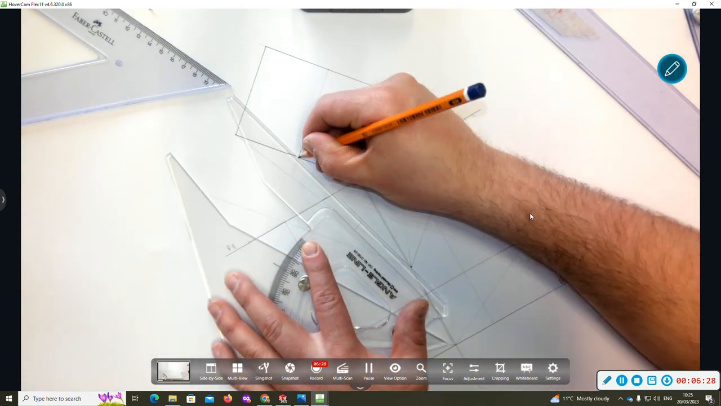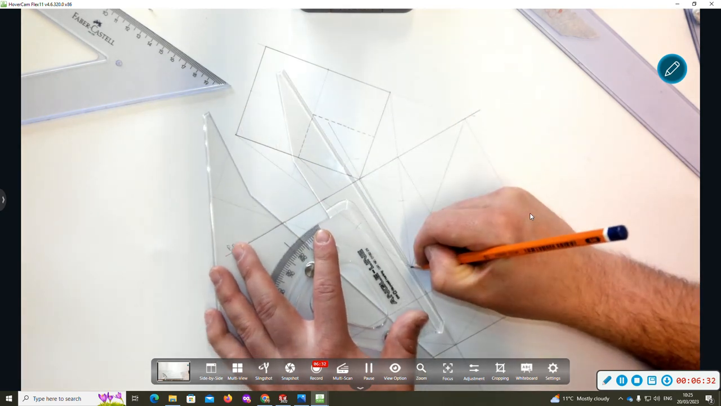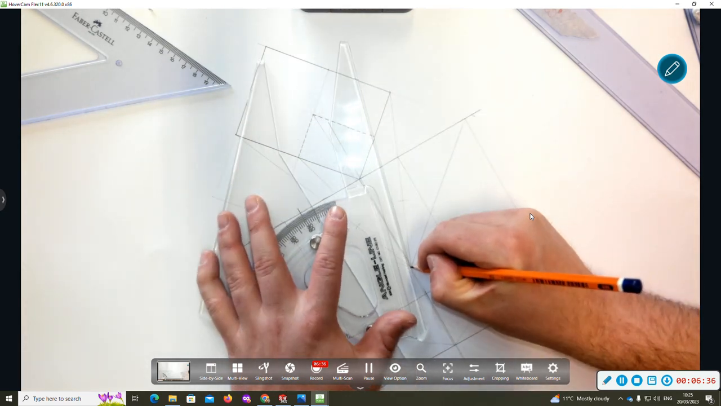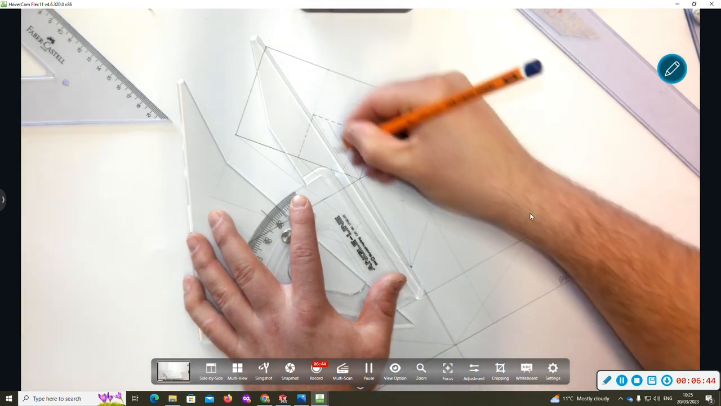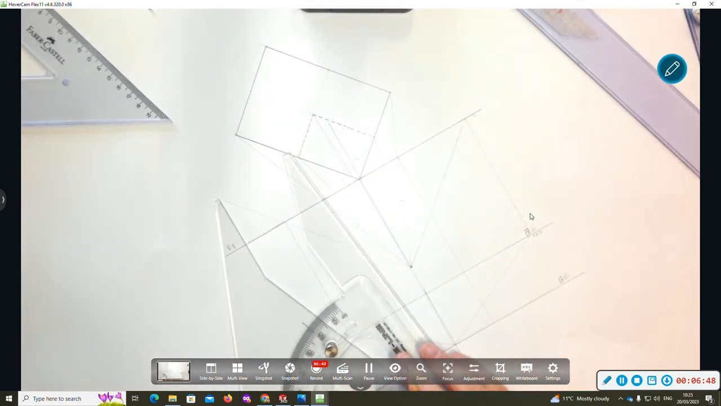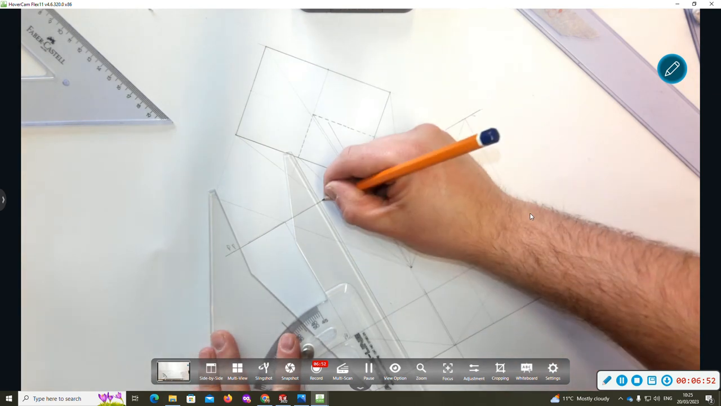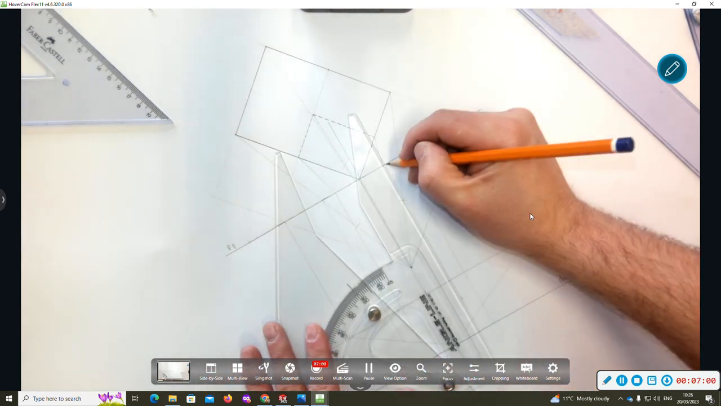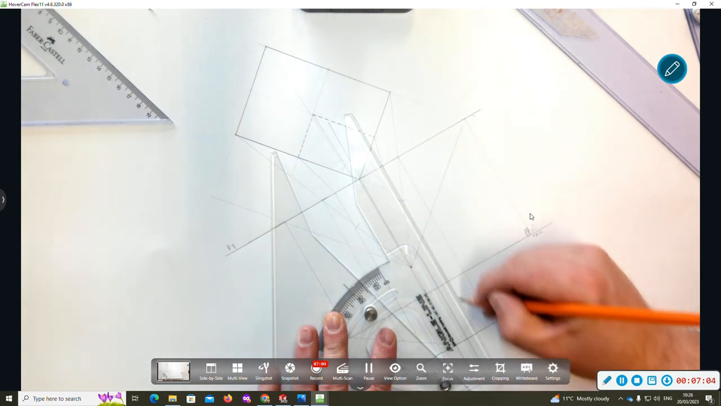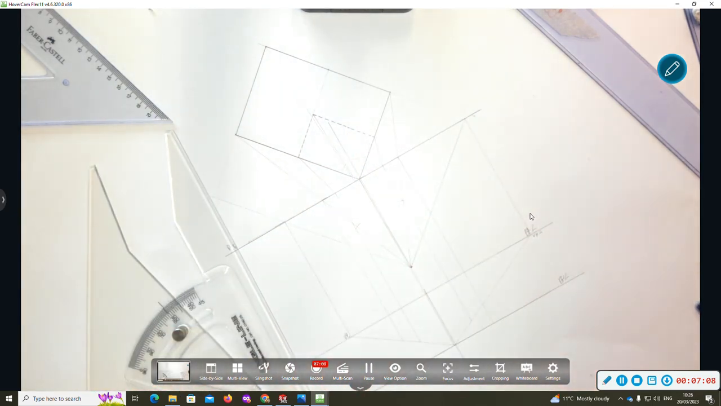Now I'm going to join all the corners to the spectator in plan. You don't have to do them all, but this is just a simple way to gain marks by doing them all. You'll gain marks. Now, where they hit the picture plane, we're going to bring them down perpendicular to the spectator, or down to the perspective image.